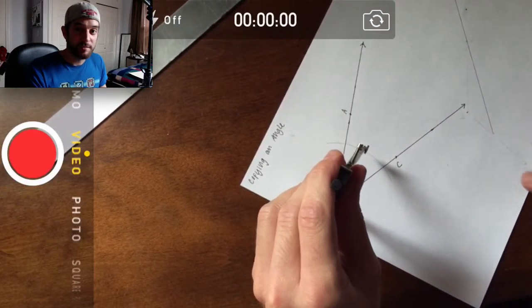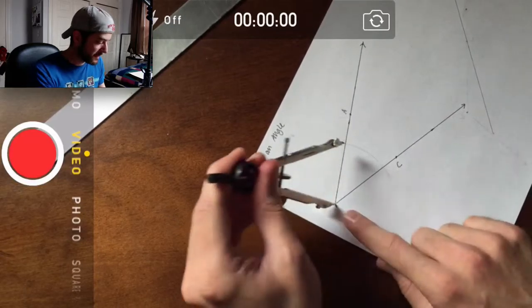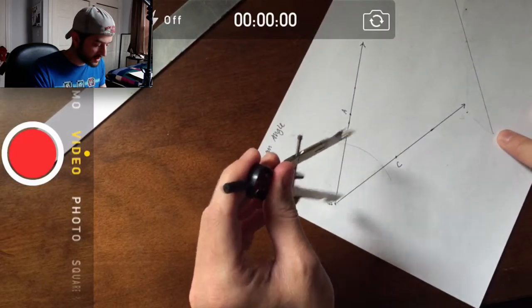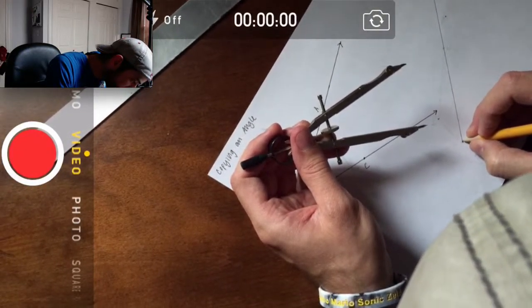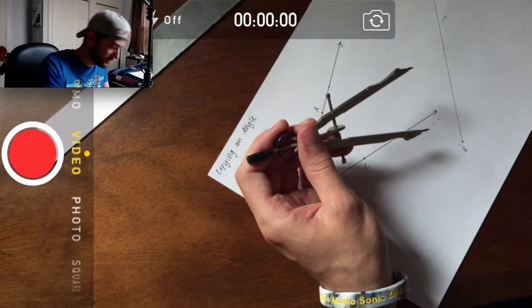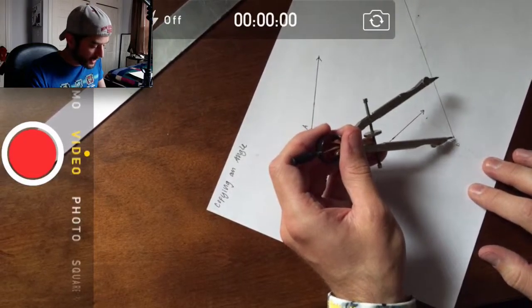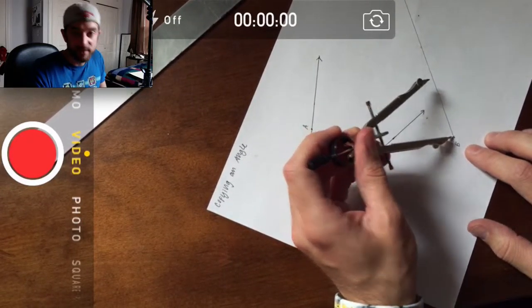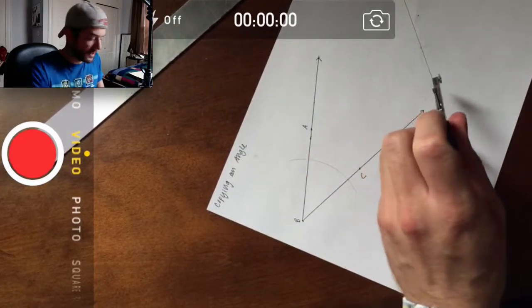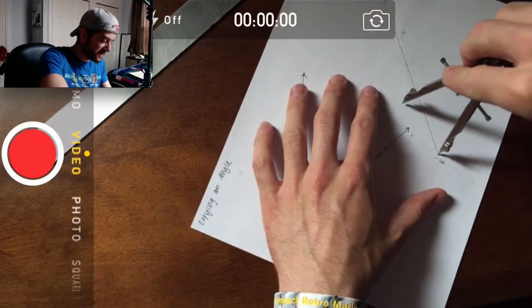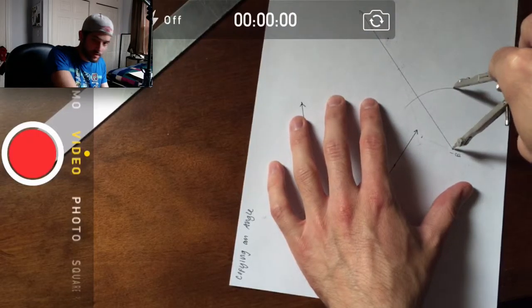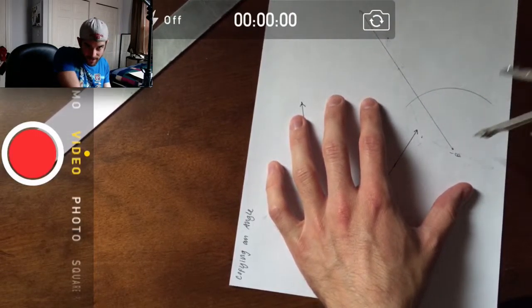Now without changing my distance on my compass, I'm going to put the point from B to the end point of this line, which I'll make a little bit more evident. And I'm going to put it on the vertex of my new angle, which I'm going to call B prime. And I'm going to sweep an arc. It doesn't even have to go in the same direction. In fact, I'm going to sweep this one in that direction.